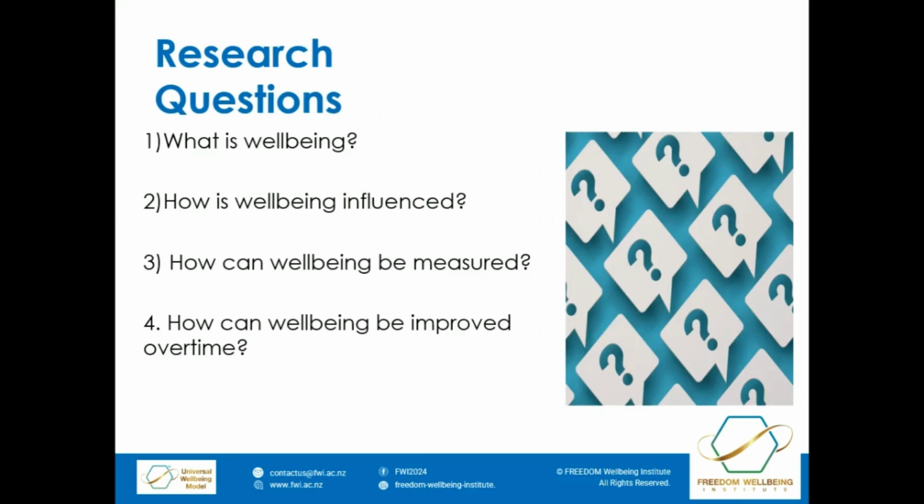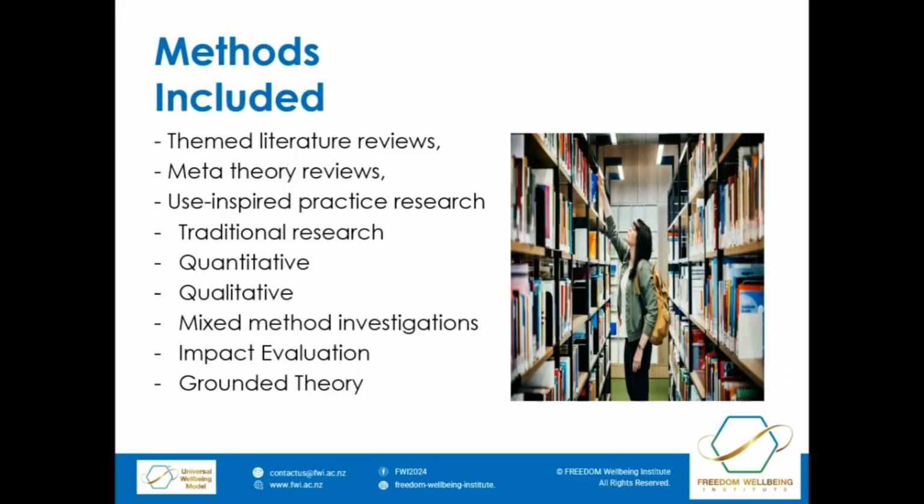The research addressed 4 questions. What is wellbeing? How is wellbeing influenced? How can wellbeing be measured? And how can wellbeing be improved over time? We used a diverse range of methods to find answers to those questions. They included themed literature reviews, meta-theory reviews, use-inspired practice research, what we would call traditional research methods, quantitative and qualitative, mixed method investigations, and also impact evaluation and grounded theory.